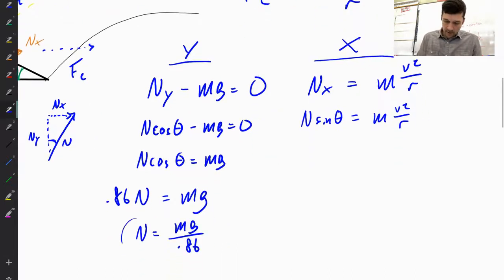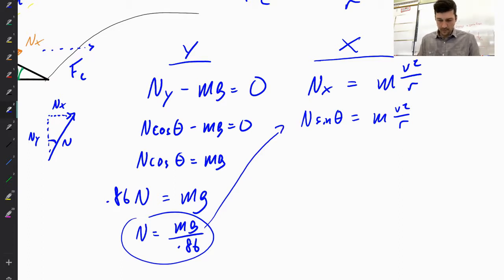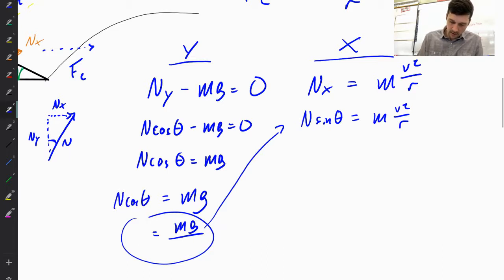And we have an expression for the normal force. Let's plug that in. So we've got, oh, you know what? I'm going to undo this. It's a little more elegant if we actually leave this as N cos theta. All right, forgot about that. Cos theta.